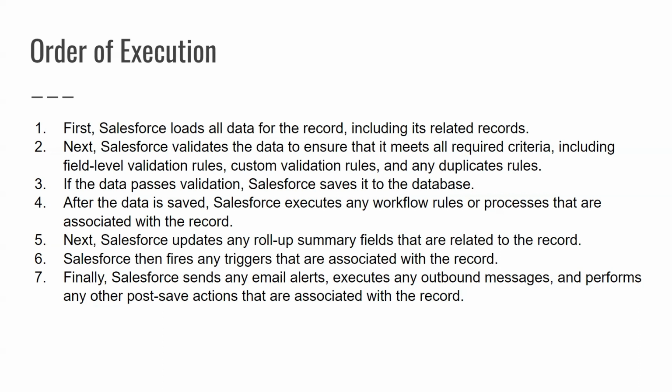Escalation rules are checked to determine if any cases need to be escalated to a higher level. Entitlement rules are checked to ensure that the user is entitled to perform the operation. Roll-up summary fields are updated. Criteria-based sharing rules are evaluated to determine if any new shares need to be created. The record is committed to the database and the user is presented with the confirmation message. Post-commit operations are executed, such as sending asynchronous messages.